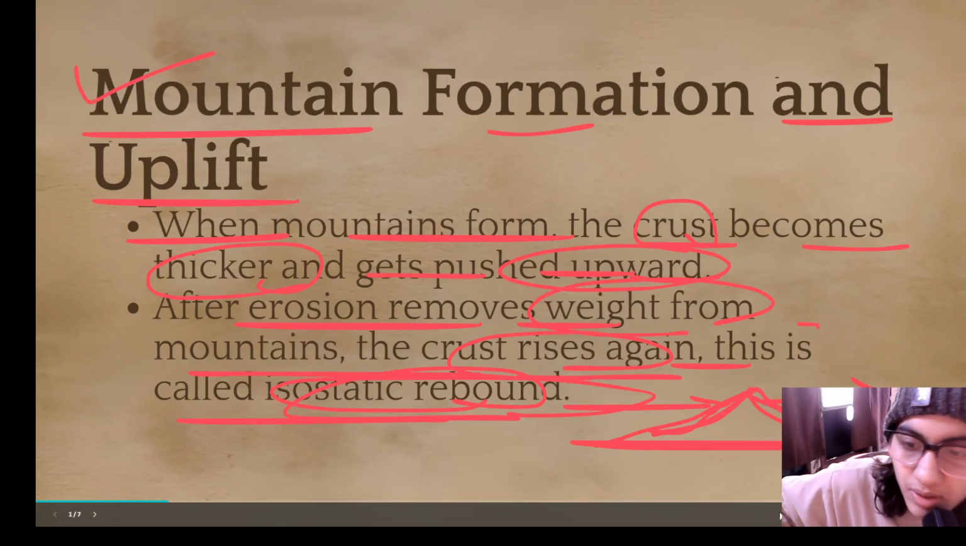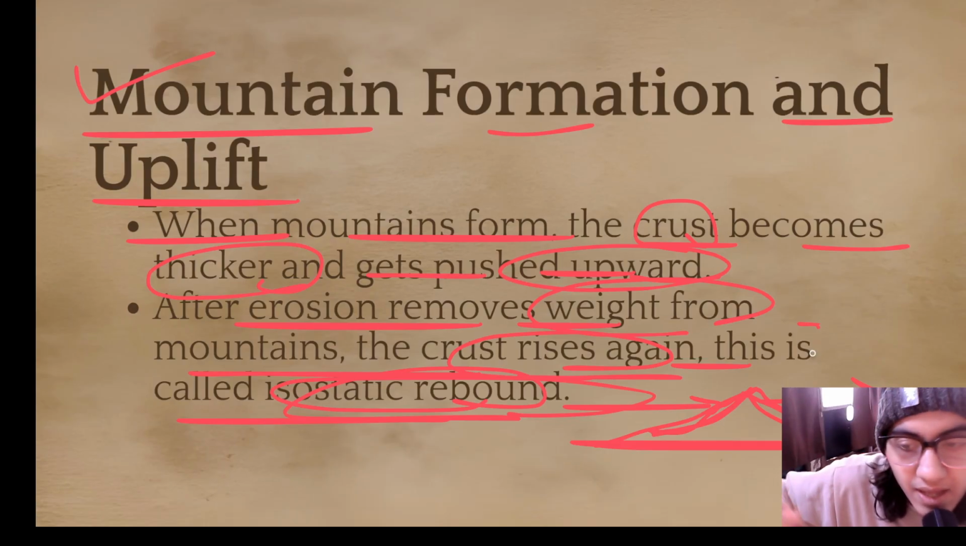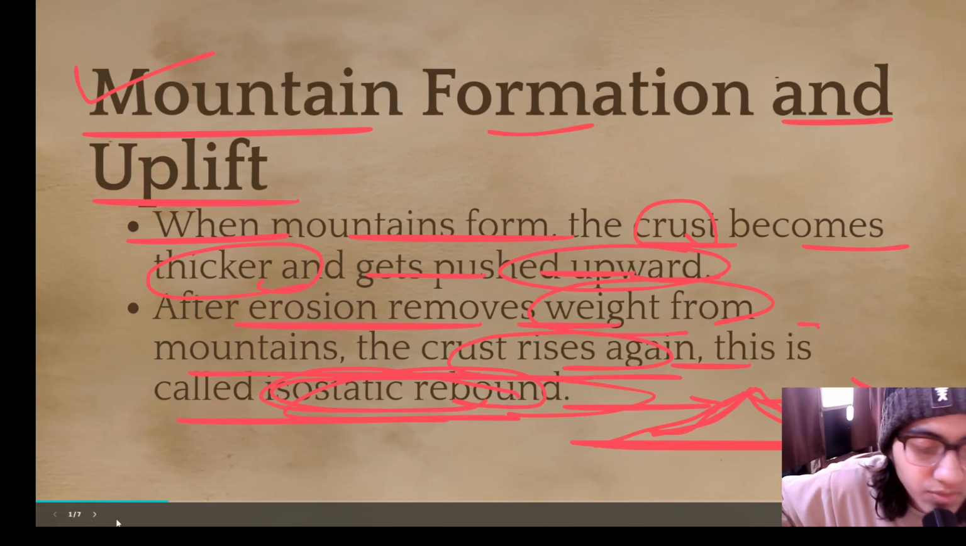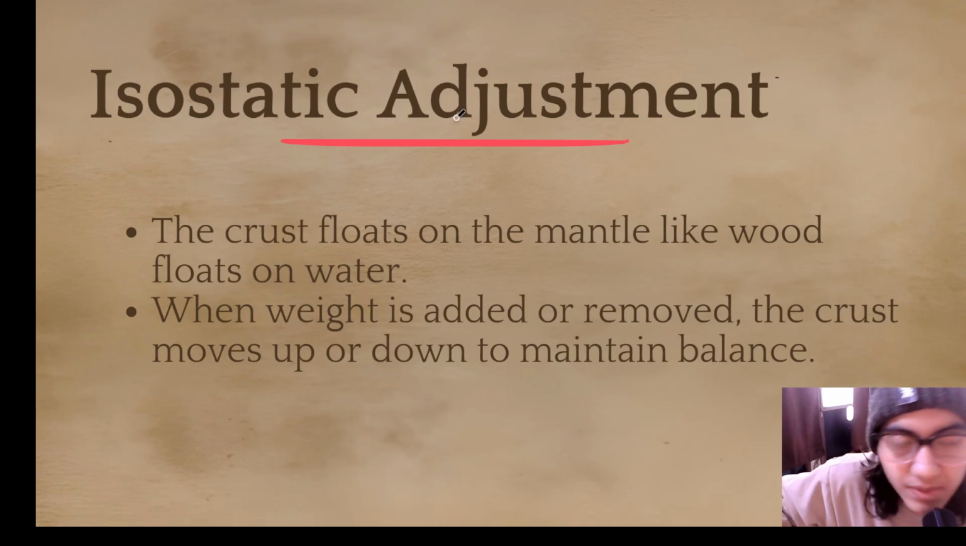So that's how mountains form. Basically, the crust becomes thicker and is pushed upward, and because of that, mountains form. And this isostatic rebound, these are small concepts that will help you in building further concepts.